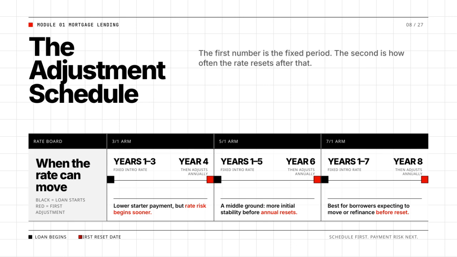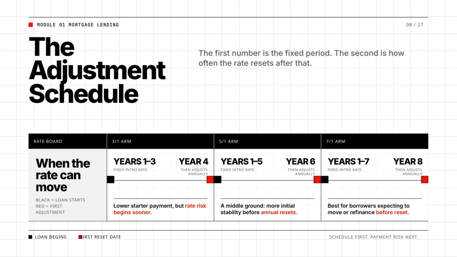This option offers a lower initial payment, but the trade-off is that the rate risk begins sooner. Next, the 5 to 1 ARM gives you a fixed rate for 5 years before rates start adjusting every year. This is a middle ground with more initial stability before you face annual resets. Then there's a 7 to 1 ARM, which fixes a rate for 7 years before annual adjustments begin. This is often best for borrowers who expect to move or refinance before the reset occurs, minimizing risk altogether.